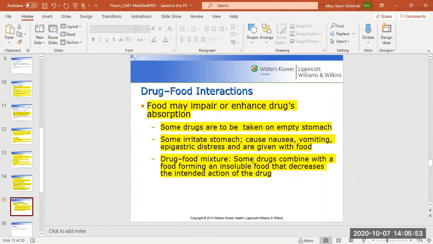When we talk about drugs, there are reactions and interactions even with food, right? There are some drugs that must be taken on an empty stomach, antacids, right? There are some drugs that irritate the stomach. They can cause nausea, vomiting, epigastric distress. Epigastric is here, stomach, okay? They got a stomach ache. And these meds should be given with food. Example, NSAIDs, non-steroidal anti-inflammatory drugs, ibuprofen, meloxicam, celecoxib, naproxen sodium, right? Those are all NSAIDs. They need to be given with food or even milk.